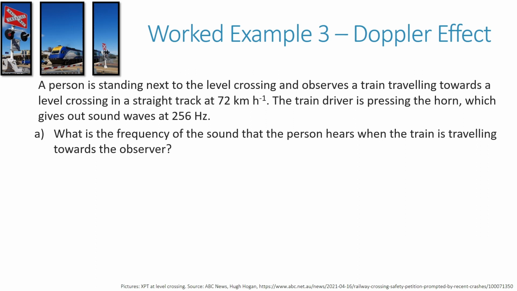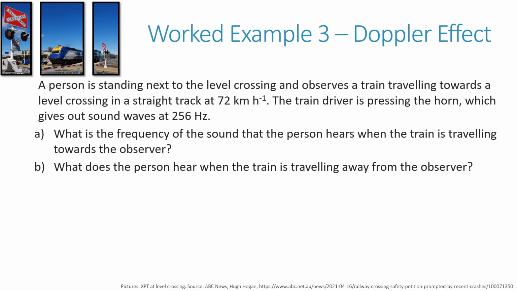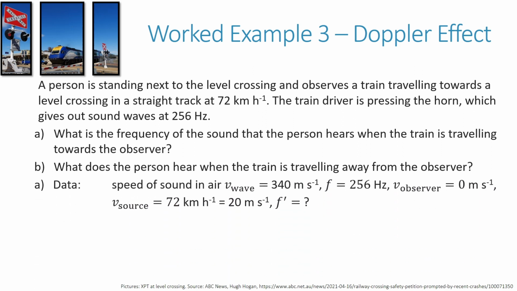Part A, the question is, what is the frequency of the sound that the person hears when the train is travelling towards the observer? There's a part B, what does the person hear when the train is travelling away from the observer? Here's the data for part A.